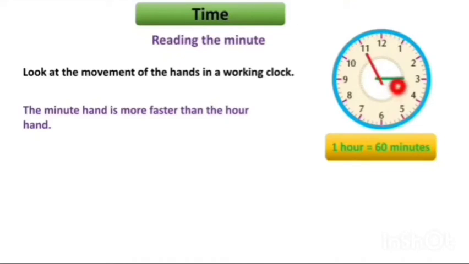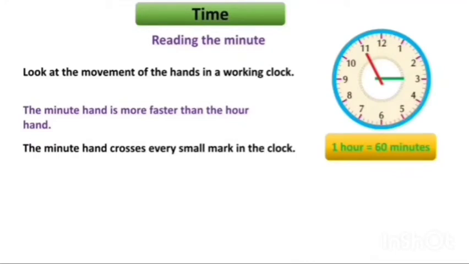The minute hand rotates around through the small marks. The minute hand crosses every small mark in the clock. You can see there are small marks in the clock, and there are altogether 60 lines in the clock. It starts from 1 and ends at 12. Each mark is called a minute. There are 60 such small marks and each is called a minute.